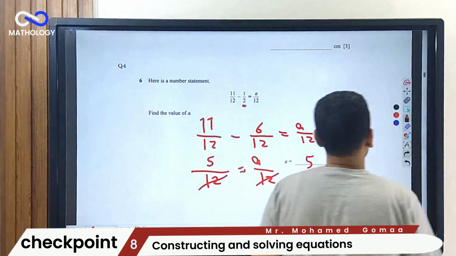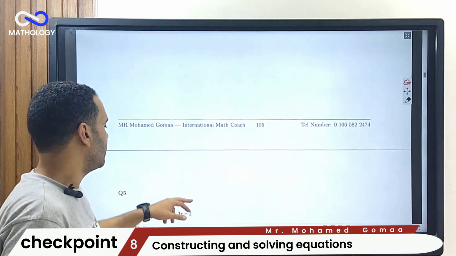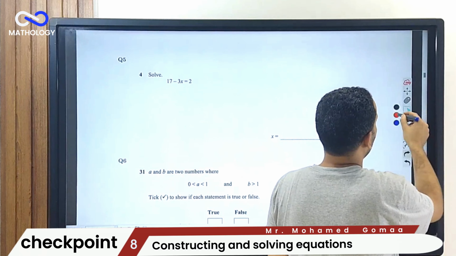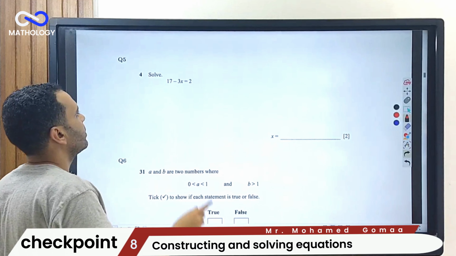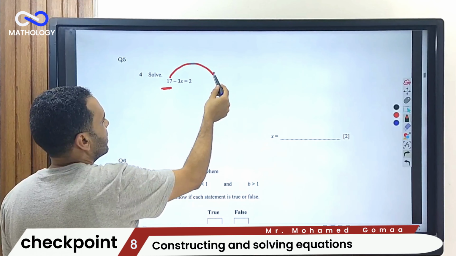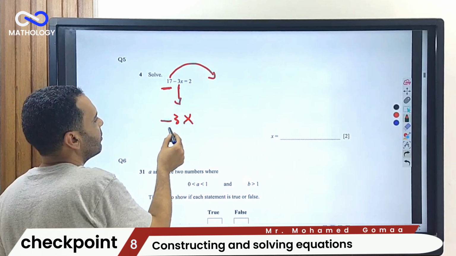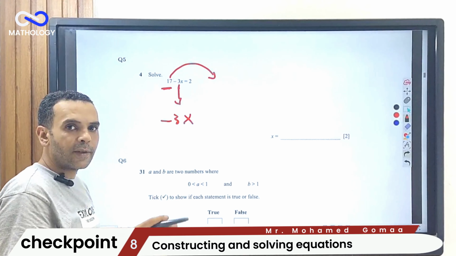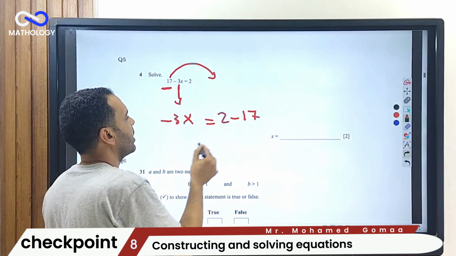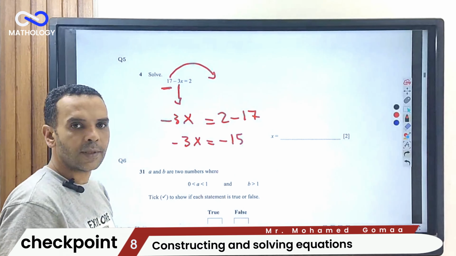I hope it will be clear for understanding. Another one, like this one: 17 minus 3x equals 2. To isolate x, you have to cancel 17 from the left hand side. Change its side and change its sign. Bring down negative 3x. Don't forget the negative sign. Don't write 3x, write negative 3x equals 2 minus 17. It will be negative 3x equals 2 minus 17 equals negative 15.